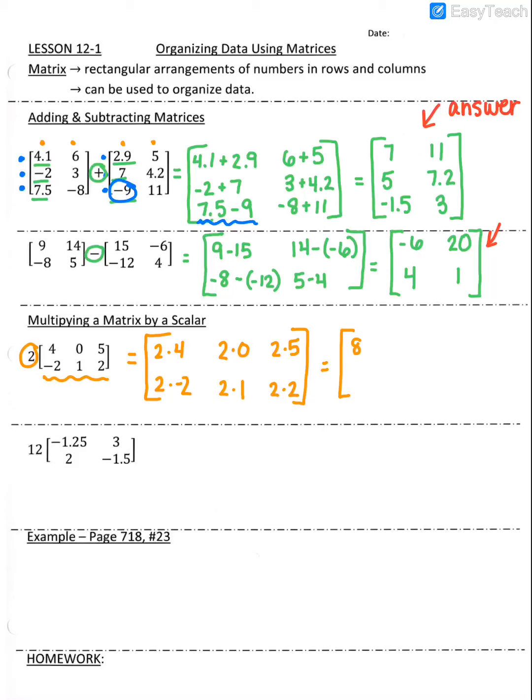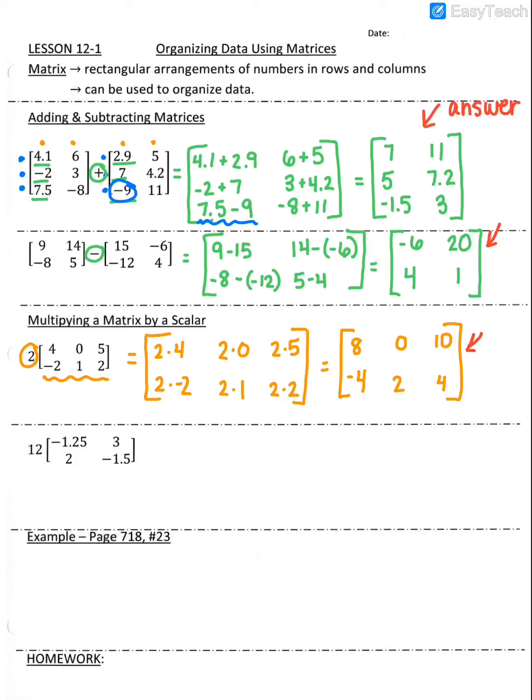2 times 4 is 8. 2 times negative 2 is negative 4. 2 times 0 is 0. 2 times 1 is 2. 2 times 5 is 10. And 2 times 2 is 4. And so right there, once again, that's my answer. So scalar multiplication, super awesome, much faster than adding or subtracting them. But again, both of them are fairly easy. Just be careful with your signs.